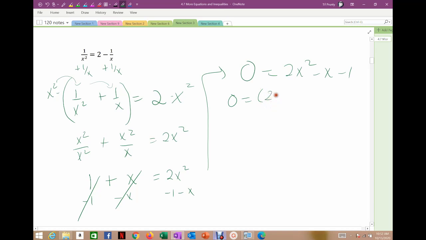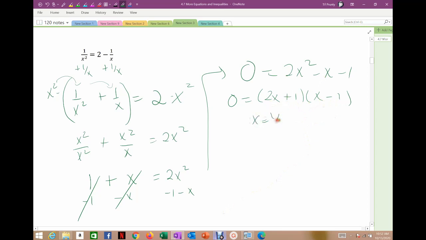This factors into 2x and x, right? The only way to split 2 is 2 and 1. The only way to split negative 1 is 1 and negative 1. And then I just have to make sure I put the 1 and the negative 1 in the right spot. So if I put negative 1 here, positive 1 there, there's my guess. And then I check. Multiply it out, I get 1, negative 2. 1 and negative 2 gives me negative 1, and so it checks.